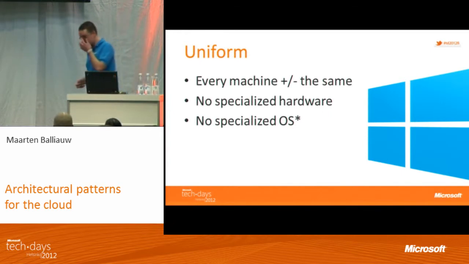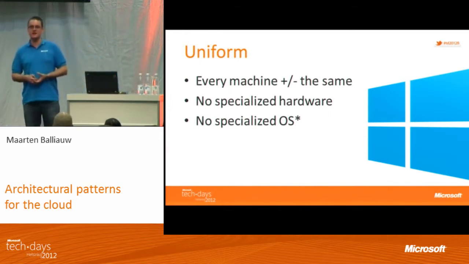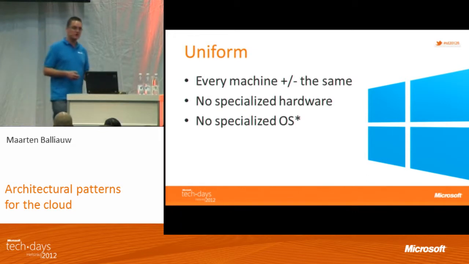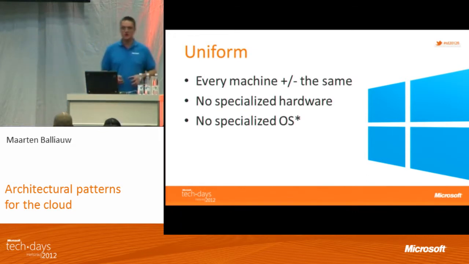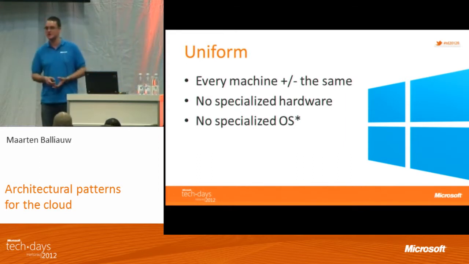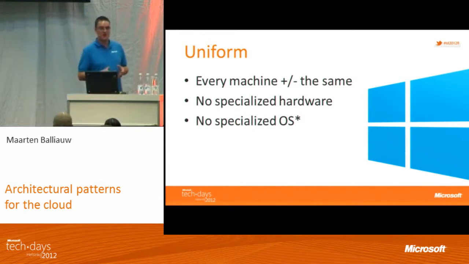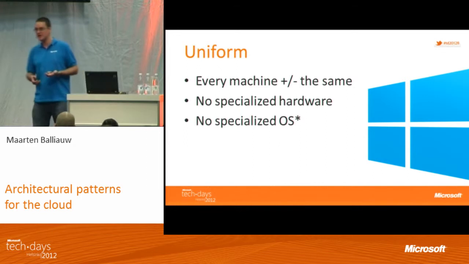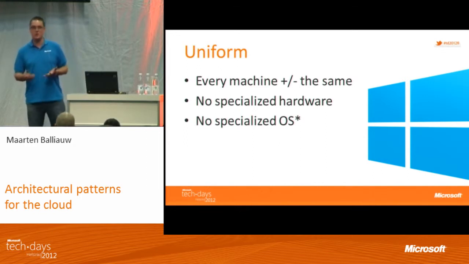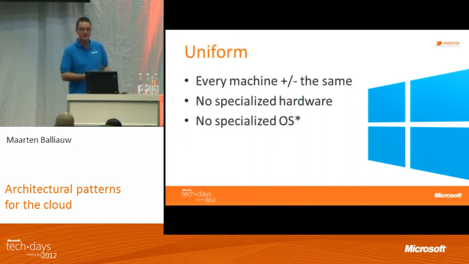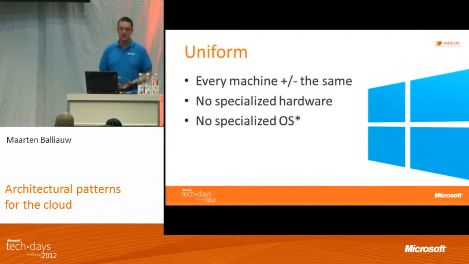Uniform. By that I mean every machine is approximately the same. You have Windows running there. You have no specialized hardware if you require a virtual machine that has a better GPU to do graphical calculations or something like that. That's currently not available. All machines are exactly the same. You choose a small instance with a certain number of CPU, certain number of memory. You choose a medium one, you choose an extra large one, whatever you want, but there's just a few types that you can use, nothing in between.